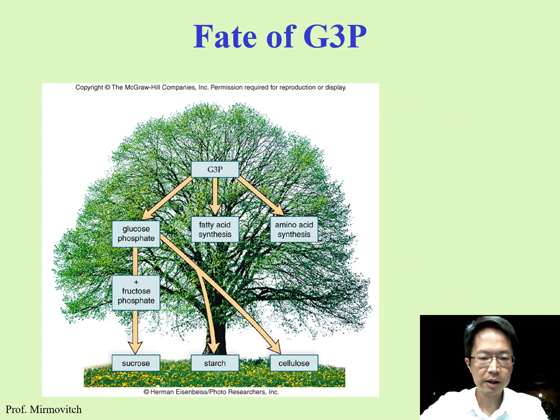Okay, this is another summary. G3P can make glucose, fatty acid, or amino acid. Glucose phosphate can make fructose and sucrose, or excess glucose will be stored as starch in the root, or glucose can also make cellulose as the cell wall for the plant. So basically, G3P is like everything for the plant. That's why it's so important that we learn how to make G3P.